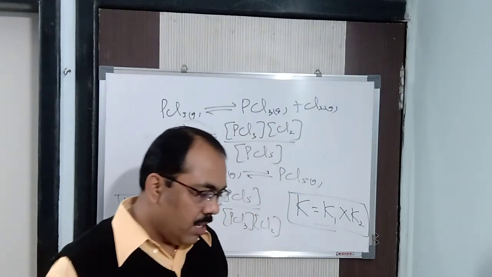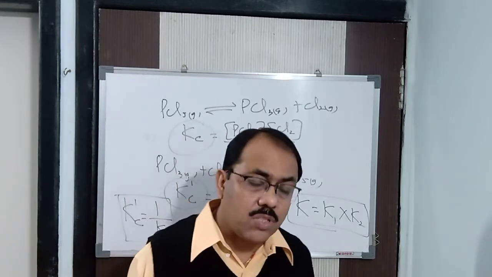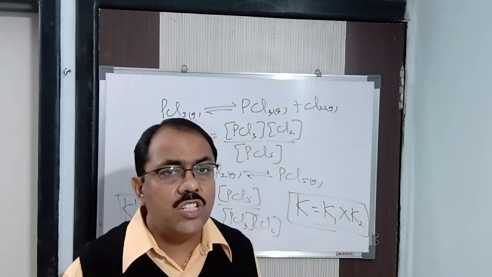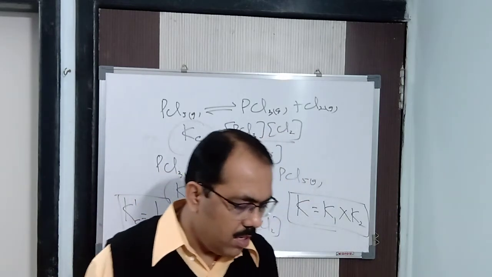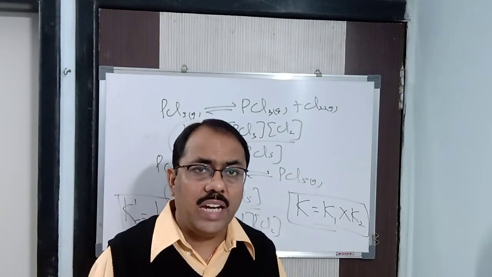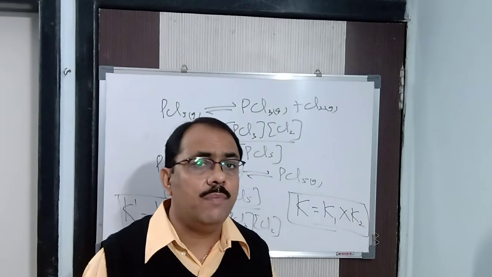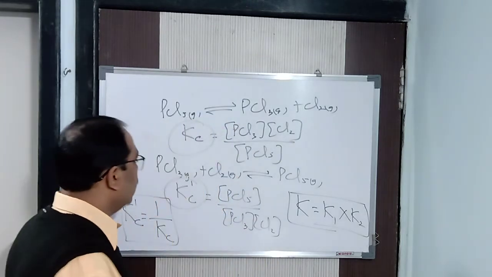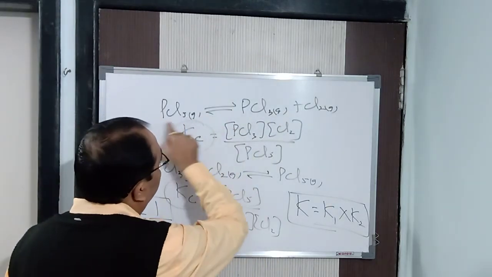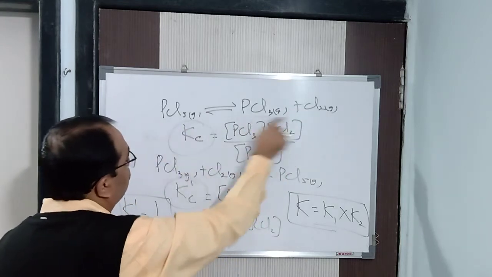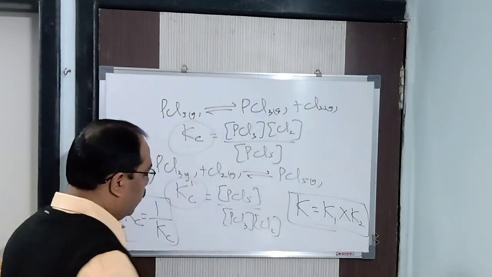Now coming to the types of equilibrium, we have homogeneous equilibrium and heterogeneous equilibrium. Homogeneous equilibrium means if the reactants and products are in the same state, then it is called homogeneous equilibrium. You can see it here. The reactants and products are in the same state, all gaseous. So this reaction is a homogeneous equilibrium.